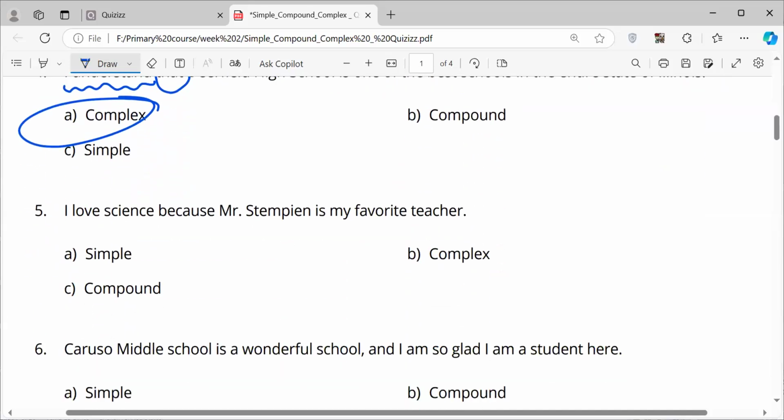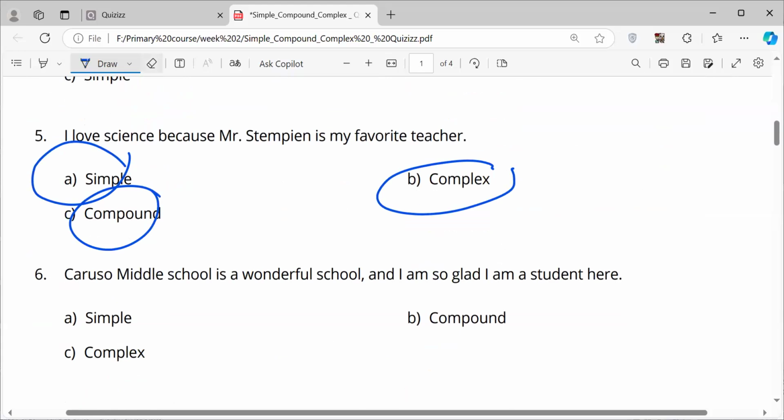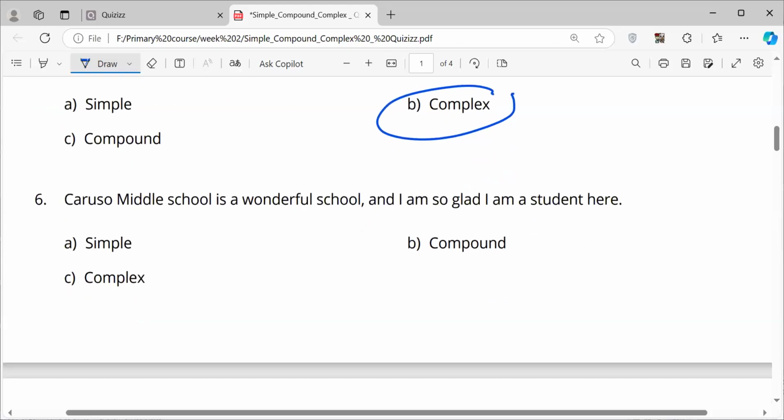Yalla Rodina. Okay. I love science because Mr. Sun is my favorite teacher. It's complex because we have to go. It's what? Complex. All right. Thank you, Rodina. Hala. Number 6. Carson Middle School is a wonderful school, and I am so glad I am a student here. It's compound.